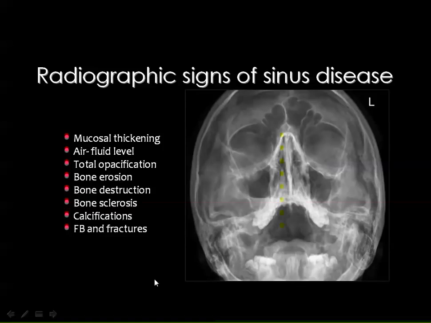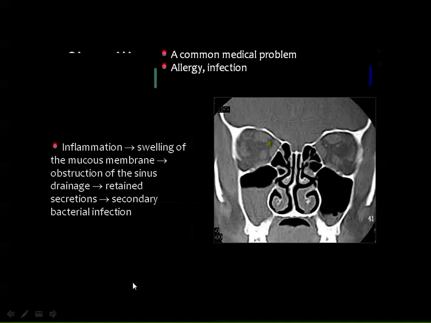These are some of the radiographic signs of paranasal sinus diseases, including mucosal thickening, which will appear as a concentric line encroaching on the antrum, for example. Air fluid level, as you can see here, which is an indication of acute sinusitis. Total opacification of the sinus, erosion or destruction or bony sclerosis, the presence of calcification, the presence of foreign bodies, and fracture lines as well.